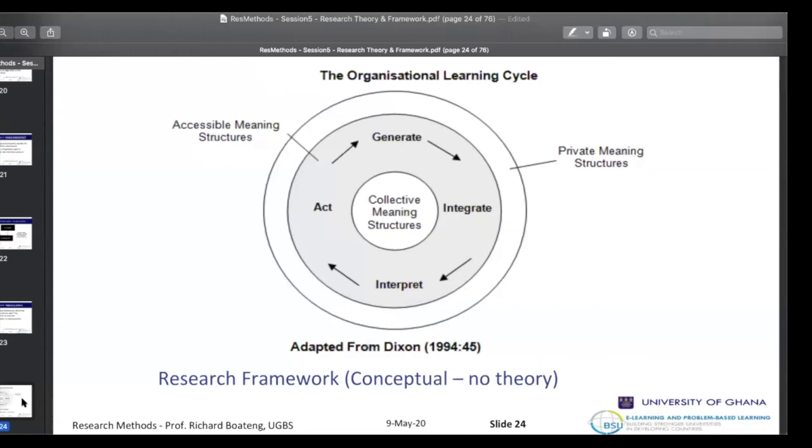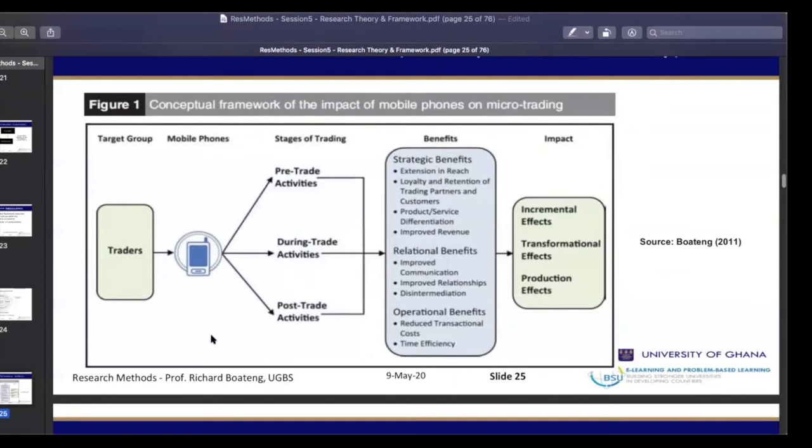Okay. Then you also have those ones which are in a linear format, like we saw earlier. Then you can conceptualize it, not in a cyclical manner, you can also conceptualize it in a straight path. So traders, pre-trade, stages of trade, benefits and impact. This is a conceptual model framework based on the transaction cost theory and other literature readings. This one is coming from one literature, another literature, another literature. They are put together and they are used to do an explanation.